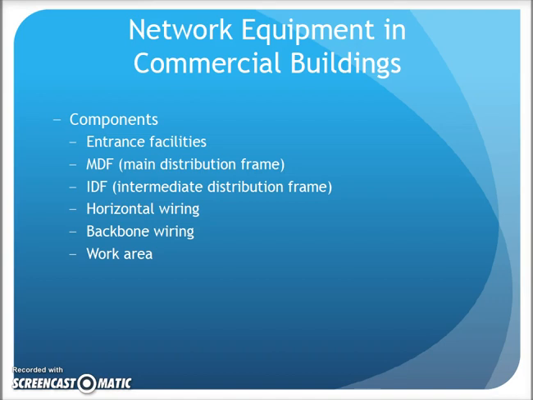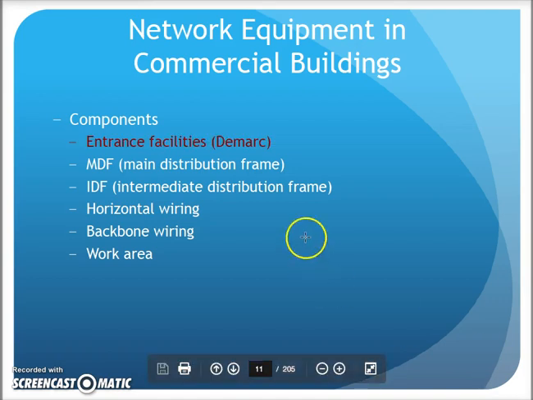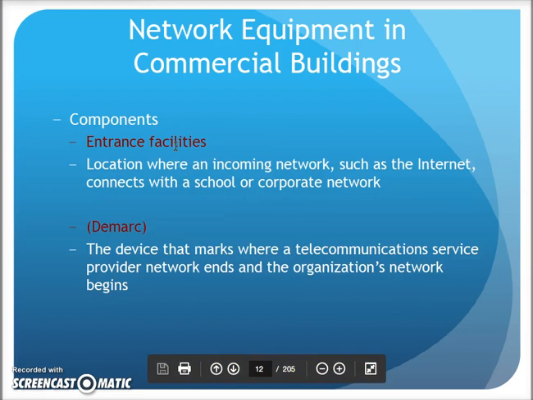Now we'll start working our way into a number of different components that they mention that you have in a commercial building. So we'll start working our way through these different pieces. The first one they mention is your entrance facilities and your DMARC. So let's take a look. Your entrance facility is where the incoming network, such as the internet from your ISP, if you will, connects with a school or corporate network. So where that connection comes in from your provider, whether it be a Comcast Business or Verizon Business or whoever it happens to be, where that connection comes in, that is your entrance facilities.